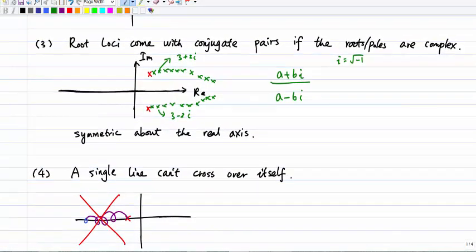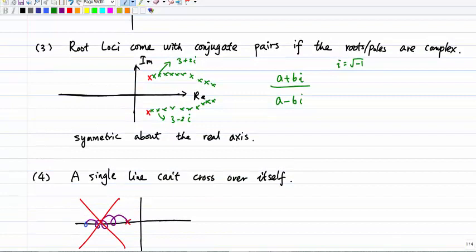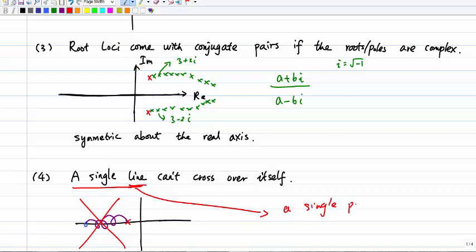Rule number 4 says a single line cannot cross over itself. You can interpret this as a single line representing a single pole changing with respect to k as it moves from 0 to infinity.